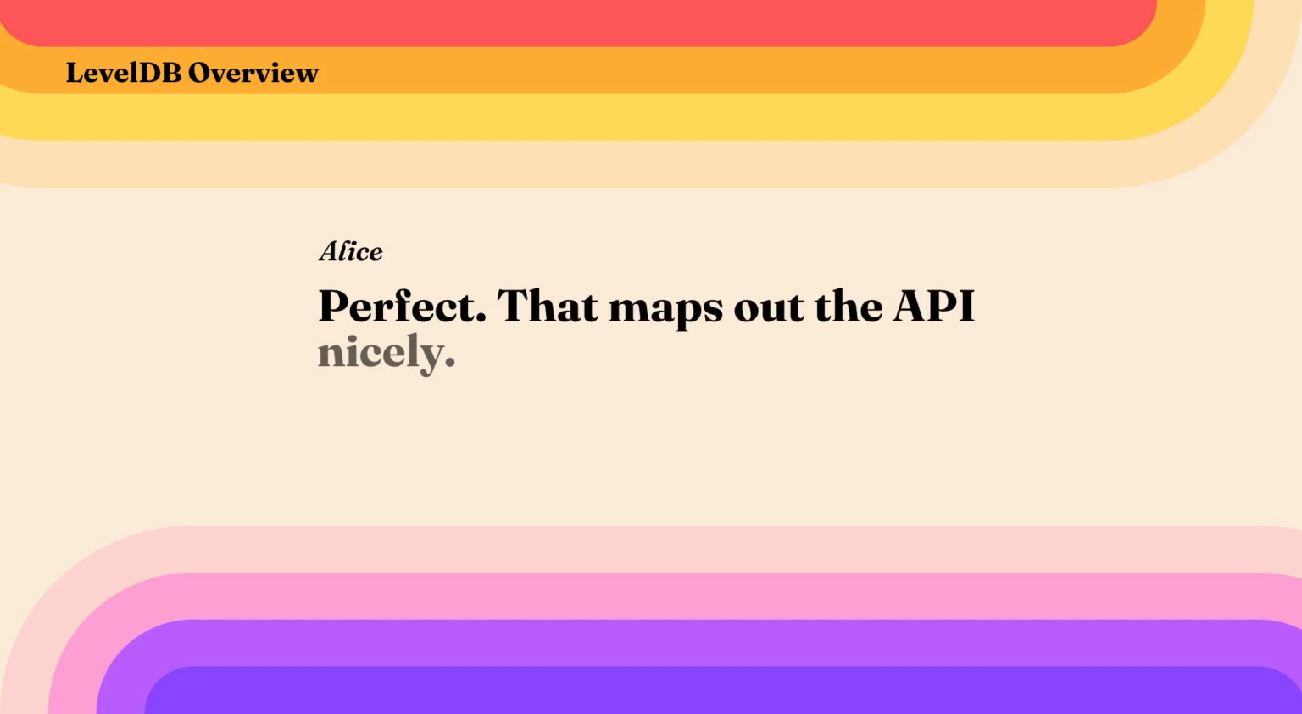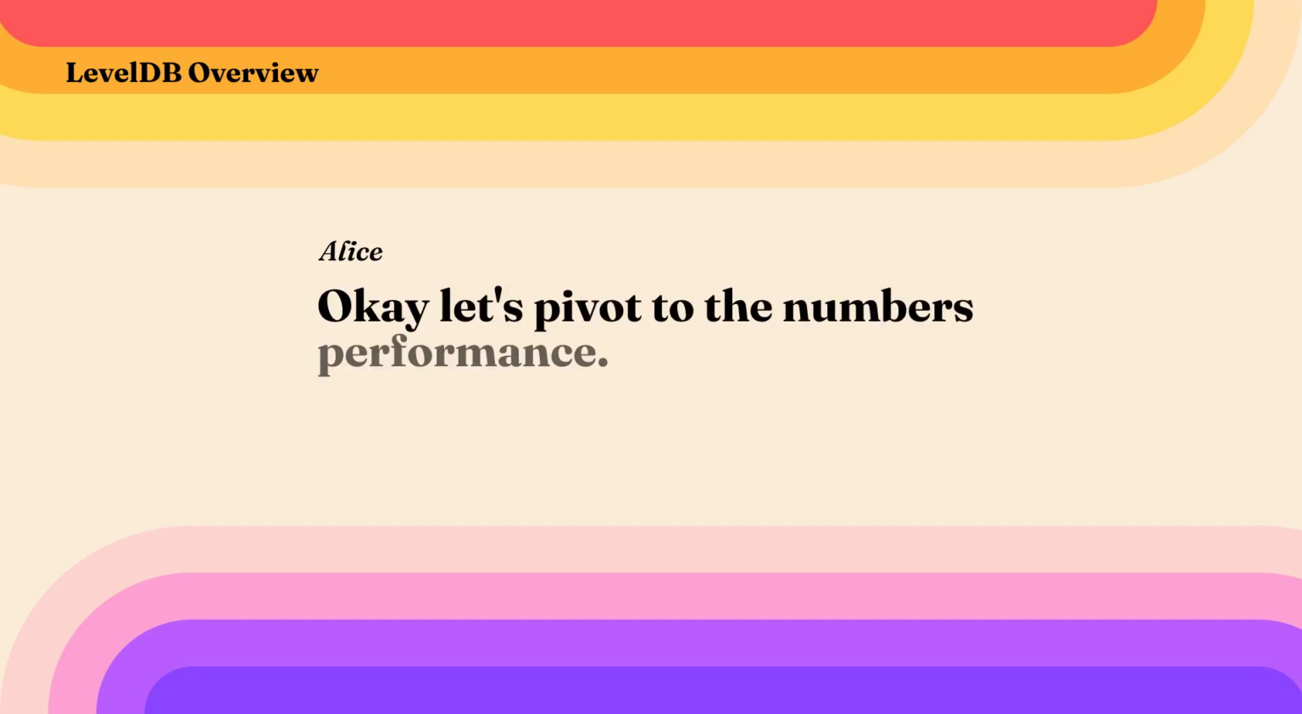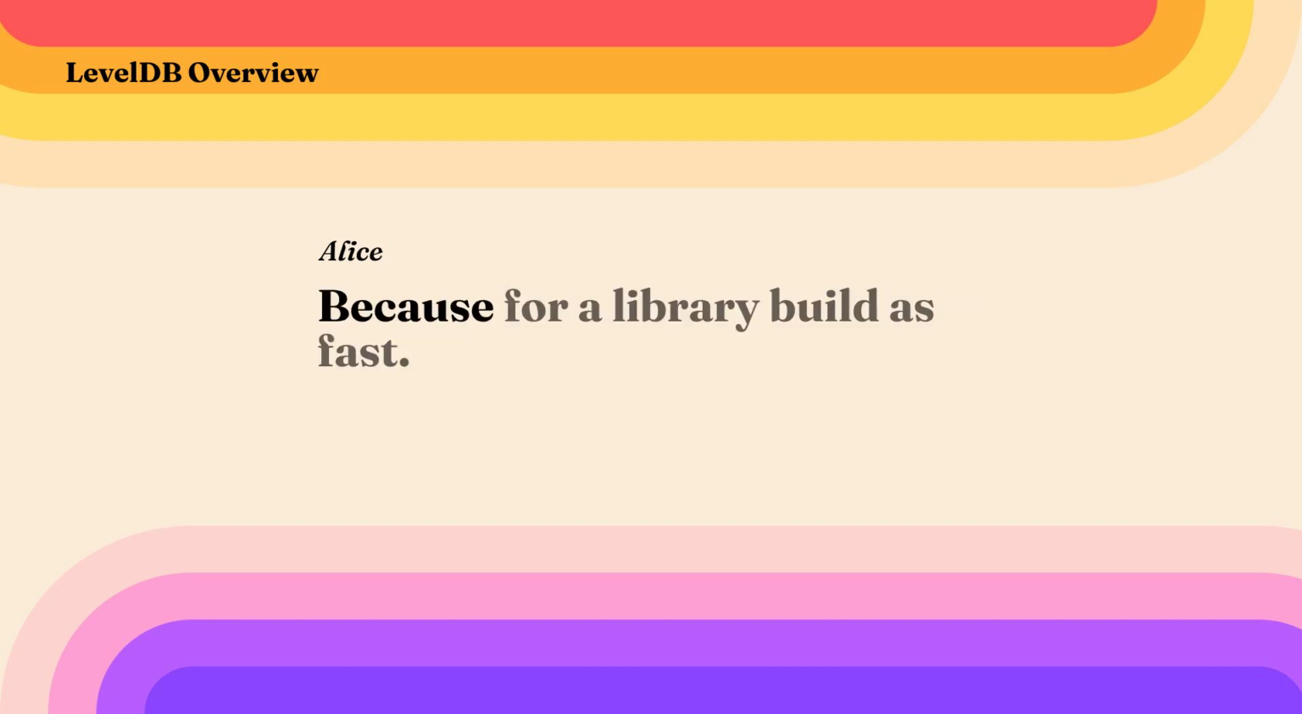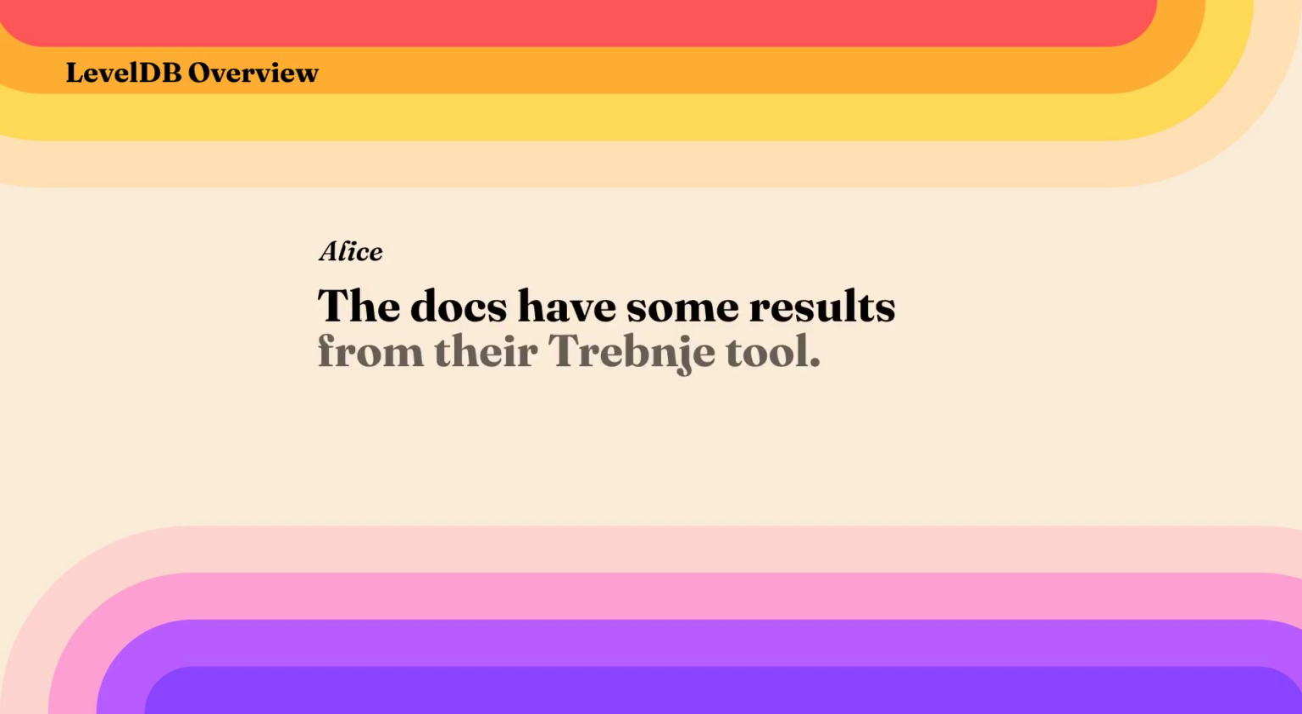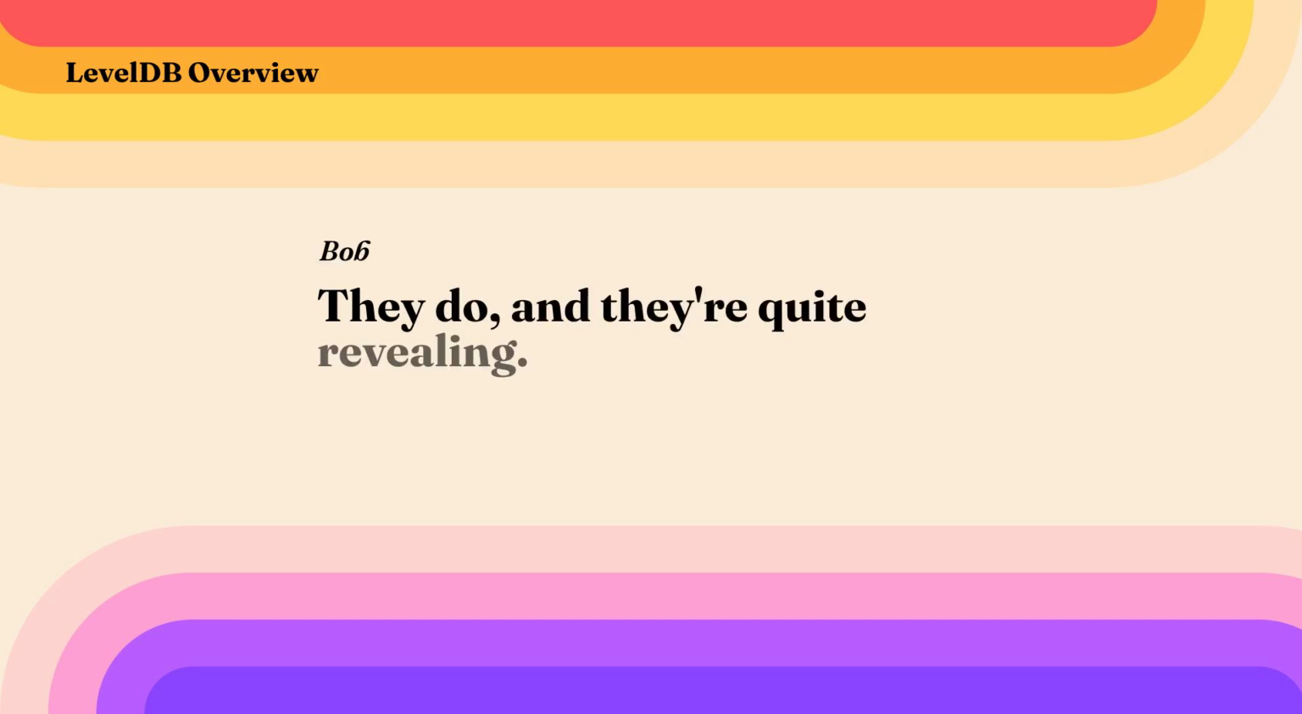Perfect. That maps out the API nicely. Okay, let's pivot to the numbers. Performance. Because for a library built for speed, the benchmarks are where the rubber meets the road, right? The docs have some results from their db_bench tool. They do, and they're quite revealing.